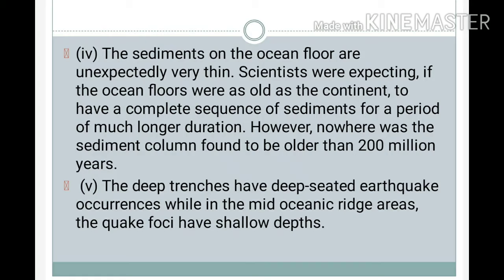The fourth fact was that the sediments present on the ocean floor are very thin as compared to the continental parts. And the fifth fact was that the deep sea trenches have deep-seated earthquake foci, while in the mid-oceanic ridge areas, the earthquake foci have shallow depths. So these were the facts which were revealed after the mapping of the ocean floor and the studies of the rocks.